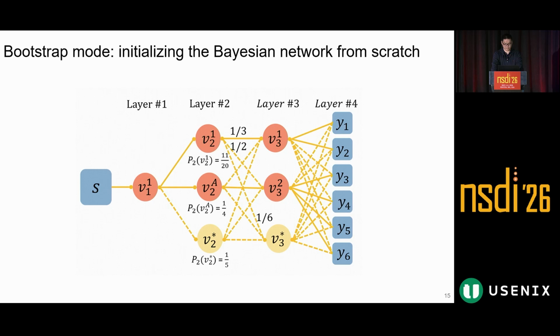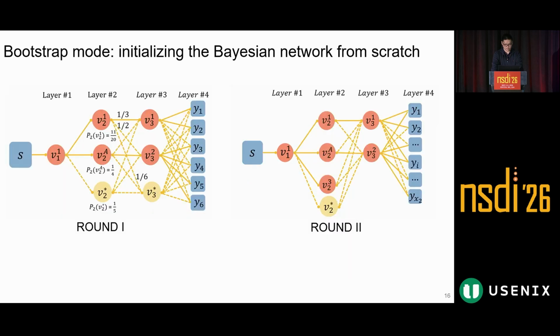This initialized Bayesian network is then used as the starting point for the next round of estimation and probing. After the first probing round, BayWatch updates the Bayesian network using the new observations. Some hypothetical nodes are confirmed and become real discovered nodes, while unsupported ones are removed. The key point is that BayWatch does not restart from scratch.